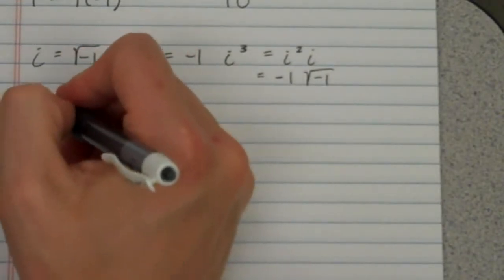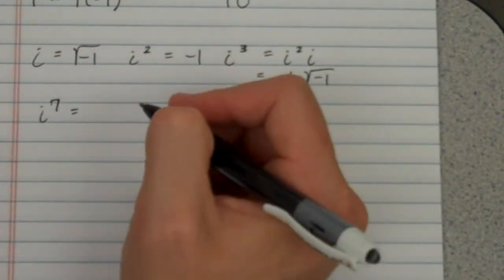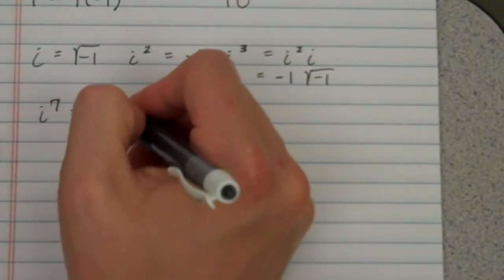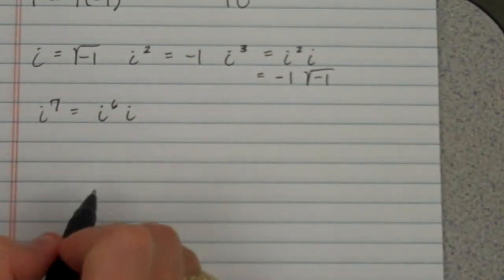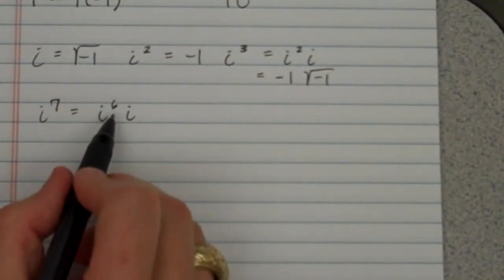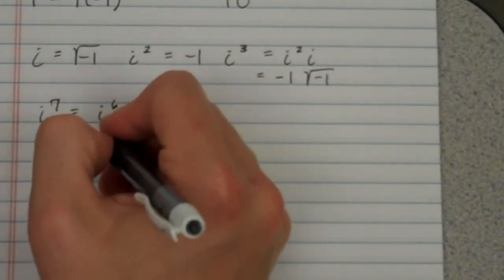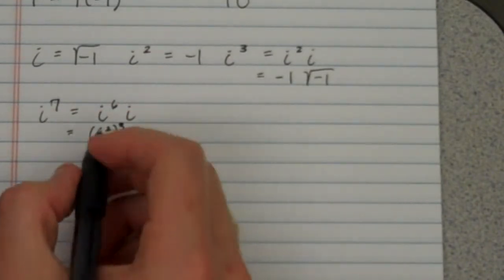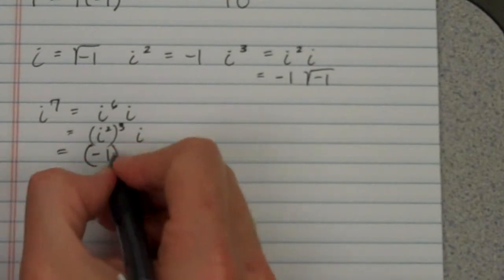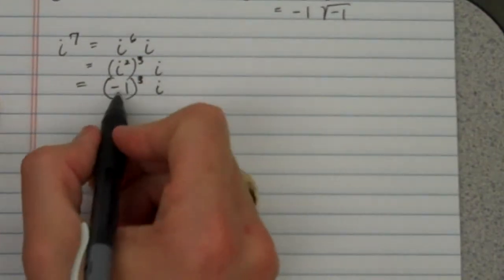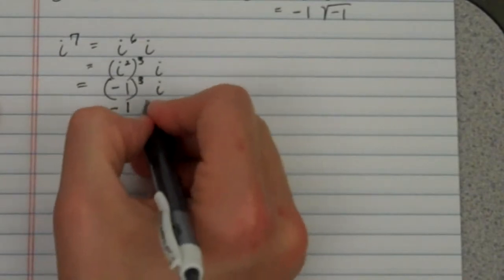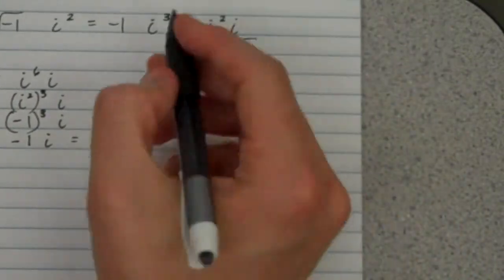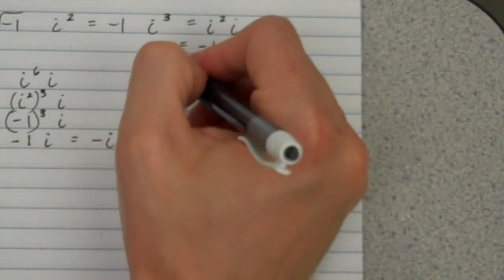Okay, let's try it small. i to the 7th. Okay? Let's change this to i to the 6th times i. Okay? So I'm allowed to do that, right? Because of my rules of powers. And then I can say that's i squared to the 3rd times i. Well, what's i squared? I know that's negative 1 to the 3rd times i. Negative 1 to the 3rd is negative 1 times i equals negative i.